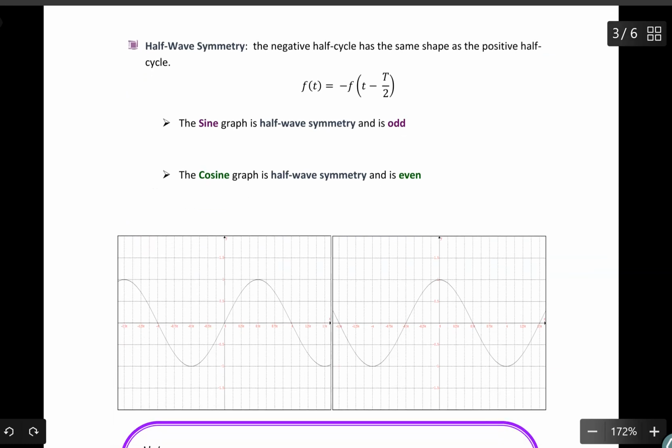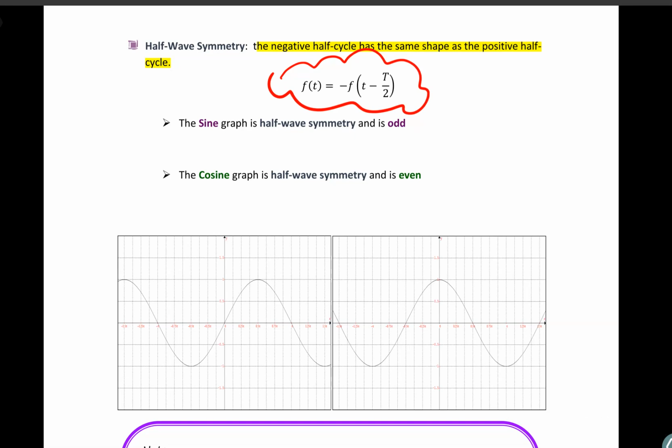So the next one I would like to mention to everyone is the halfway symmetry. Halfway symmetry says that the negative half cycle has the same shape as the positive half cycle. The formulas for that would be like this. Remember that the sine graph is halfway symmetry and it is odd. The cosine graph is also halfway symmetry and it is even. So let's prove that the positive half is equal to the negative half.